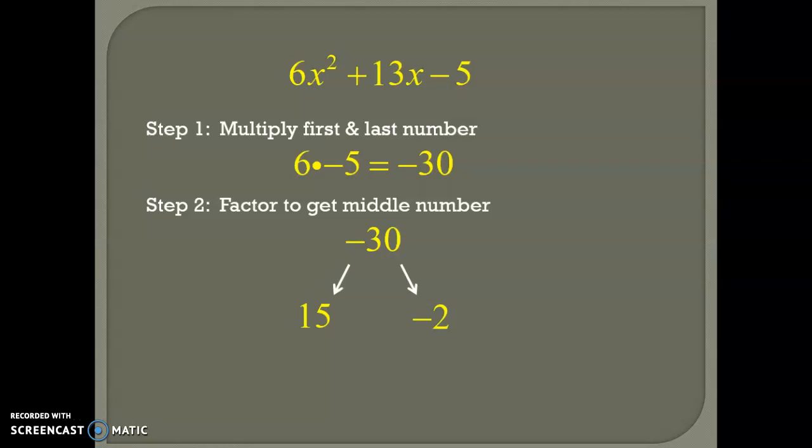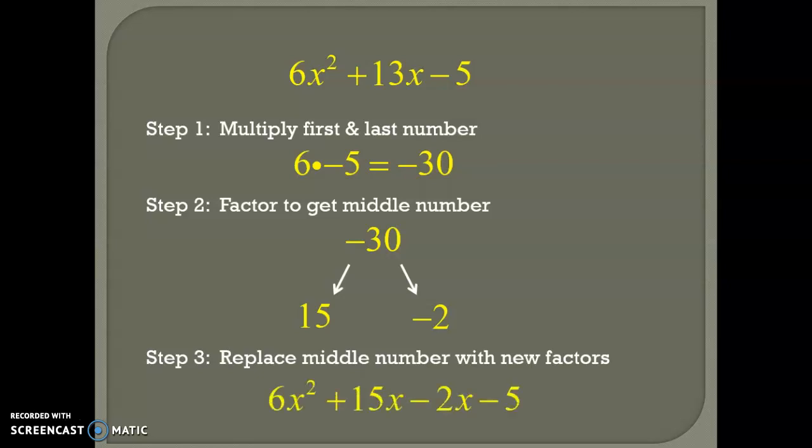Which brings us to step 3. Replace the middle number of our original question with our new factors. Okay, so it's going to be 6x squared. We're going to replace 13x with 15x minus 2x, and then put minus 5 at the end. Okay, again, the positive 15x and minus 2x, if you did combine them, they'd end up being the same expression we began with. We're just not going to do that. Okay, we're going to be moving to step 4.